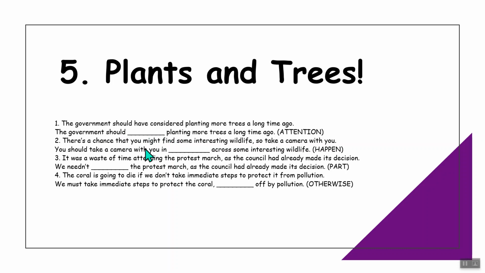Okay, complicated sentence. There's a chance that you might find some interesting wildlife, so take a camera with you. Okay, you should take a camera with you in, so there's a phrase, in case, just in case. So phrasal verb here, to notice, is come across. So happen to is a phrase that means by chance. So the whole one would be something like, in case you happen to come across some interesting wildlife. I'll show the answers in a minute, so you can pause the video and just look at it.